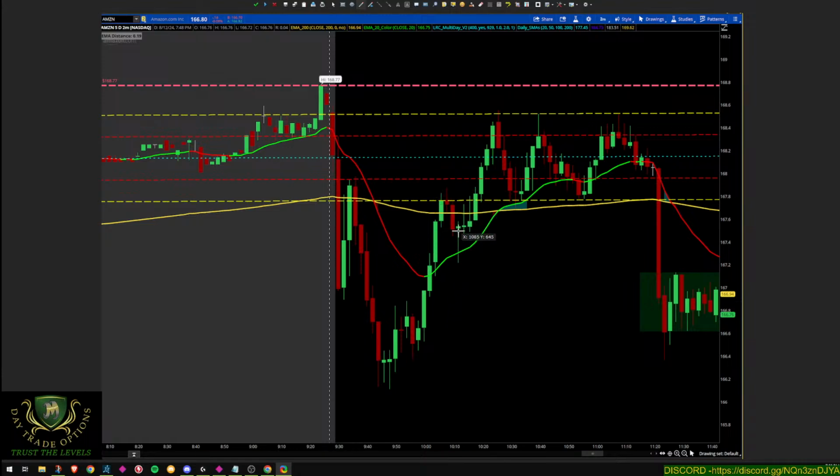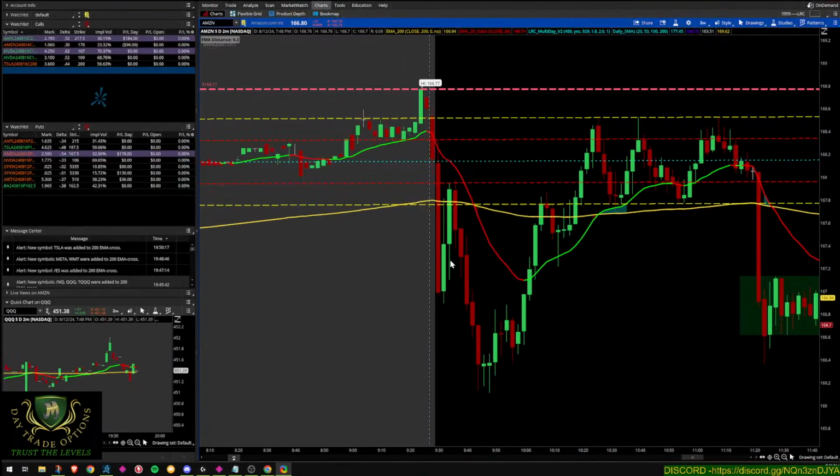But I did wait for this. I saw this happening. I entered here, let it go up some. I think I only had like two contracts, so I ended up with like $90. So I reduced it by 96.